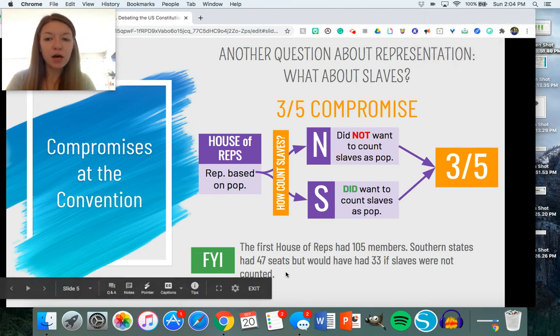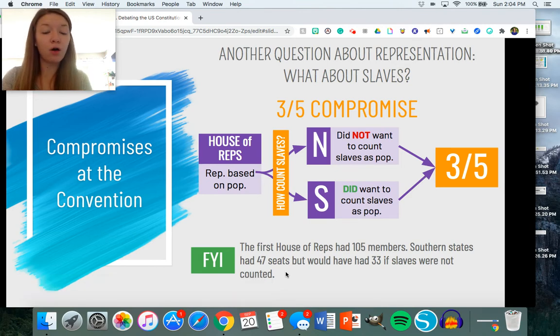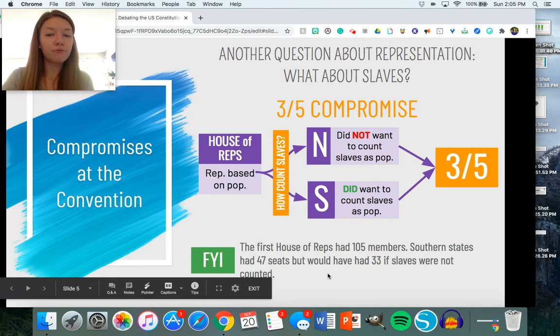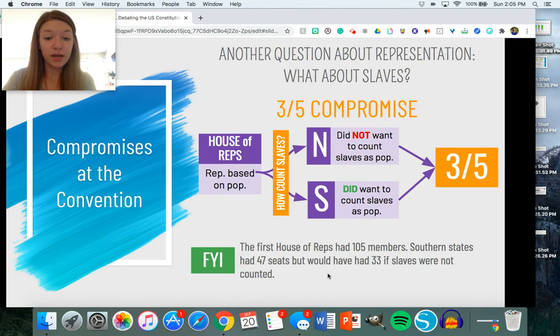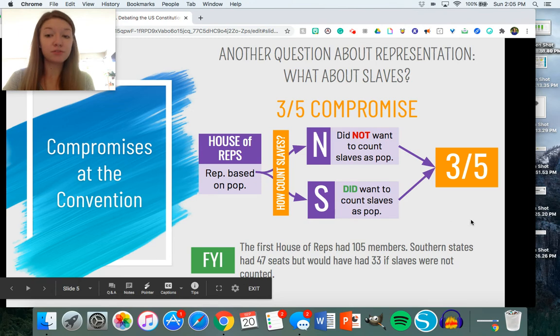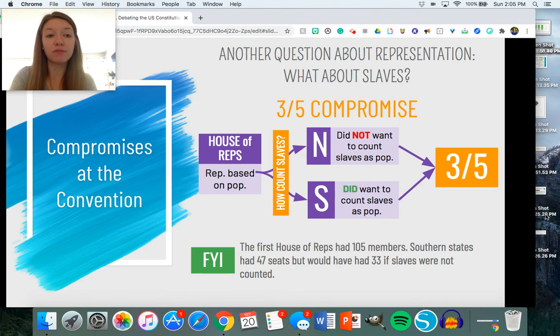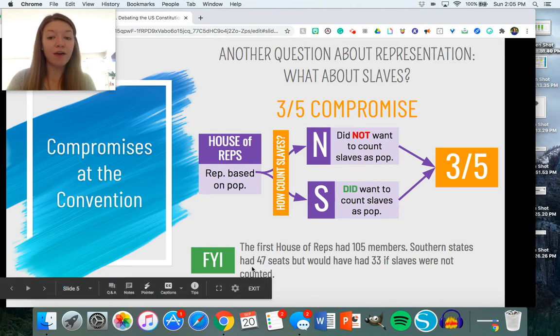So to give you an idea of just how important counting slaves toward representation was for the South, take a look down here. In our first House of Representatives, we had 105 seats, okay? Southern states had 47 because they counted slaves as 3/5. Okay? If that had not been put into place and they did not count slaves at all, there would have only been 33 seats for the South. So you can see that bumped them up significantly to having just a little under half of those seats in Congress. So this was very important for the South at the time.